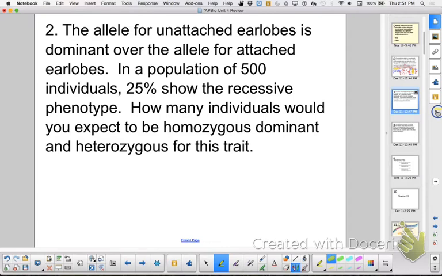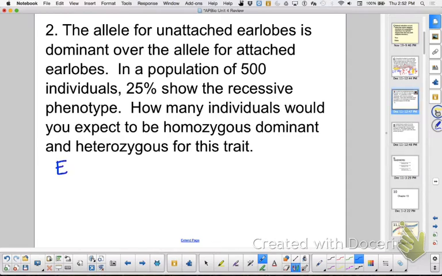Okay, great. So in this one, the allele for unattached earlobes is dominant over the allele for attached earlobes. What do you think is the first thing we'd probably want to do? Yeah, I wanted to get some letters up here, so I'm going to go with E for earlobes.